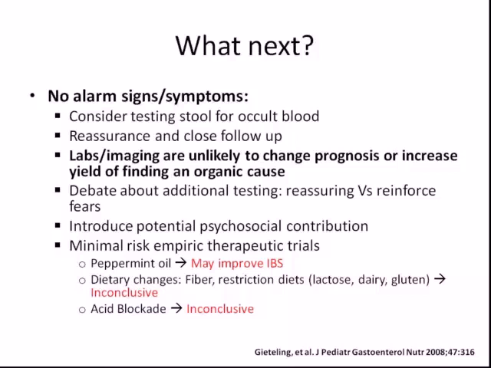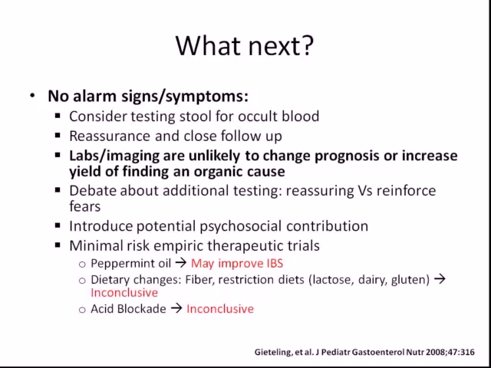And there's currently a debate about whether additional testing is helpful for families or more harmful. On one hand, it can reassure a very nervous family. On the other hand, negative testing can reinforce fears that there may be an organic disease that you've just not identified yet. In my practice, once I've ruled out alarm symptoms and signs, I introduce the potential contribution of psychosocial factors early in my relationship with the patient. This is a challenging thing. And to be honest, telling a patient that you're not going to do any more workup is far more time and labor intensive than ordering tests that you know are likely to be unhelpful.